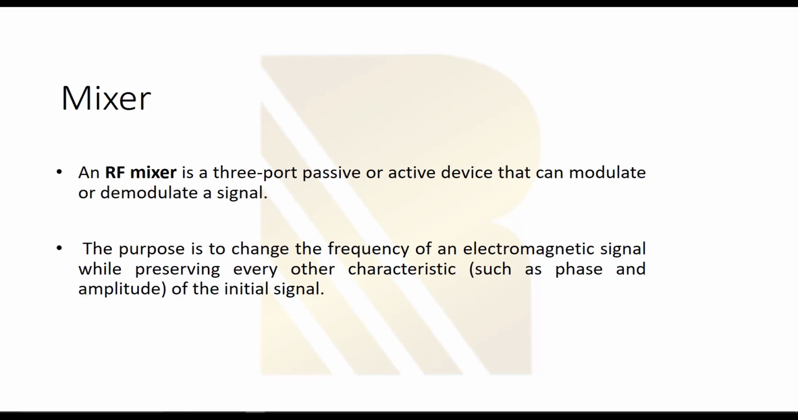The purpose is to change the frequency of an electromagnetic signal while preserving every other characteristic such as phase and amplitude. Actually we try to do that, but we know that the phase and especially the amplitude are not constant in mixing. They change, especially when we have a mismatch between our devices. We will experience this kind of change, but the main goal here is to change the frequency. We use the mixer for up conversion to increase the frequency of the signal, or down conversion to decrease the frequency from RF to IF or RF to low frequency. In other words, we are doing a frequency shift.